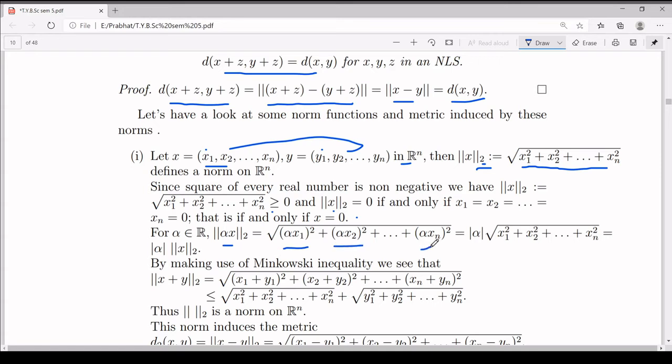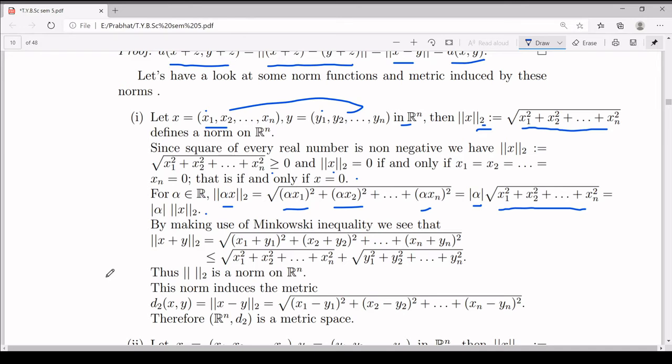Now alpha square you can take common and then take it outside from the square root, and since we are dealing with the positive square root only, you will take the positive part of alpha outside, that means mod of alpha, times the square root of x1 square plus x2 square plus ... plus xn square, and that is equal to mod alpha times norm x 2. So the second property is also satisfied by this function.